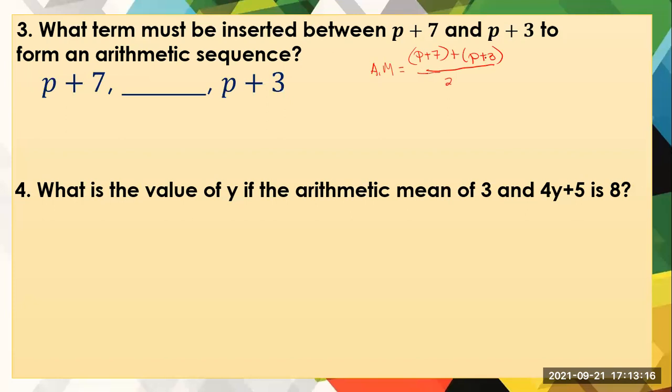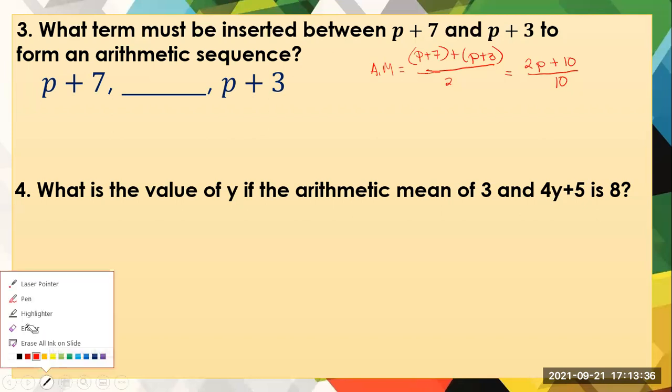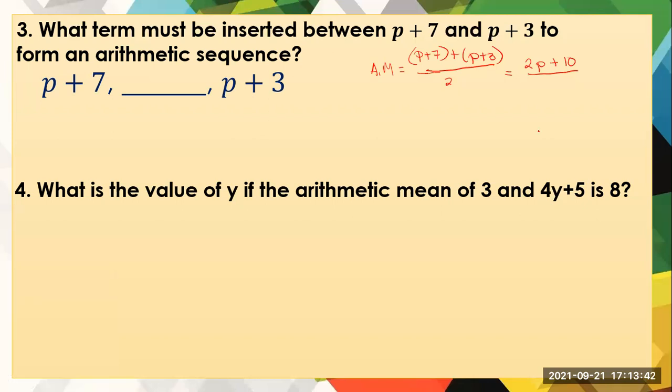Okay? Since we are dealing with just addition, we can combine like terms. So p plus 7 plus p plus 3, that's okay without the parentheses. So p plus p is 2p, and 7 plus 3 is 10, divided by 2. Sorry, this one should be 2p, so 2p plus 10 divided by 2.